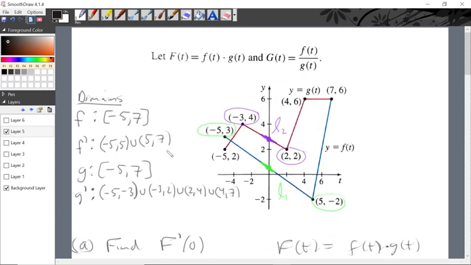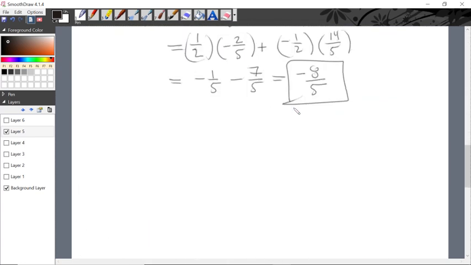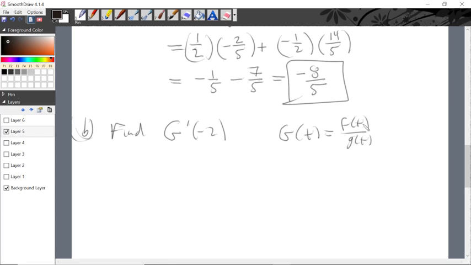Now let's repeat the process by doing one for big G, but let's take a different input value. How about big G prime of -2? Let's find big G prime of -2, where big G of t is the quotient f of t over little g of t. So part B: find big G prime of -2. Big G of t is little f of t over little g of t, so we need the quotient rule. Low d high minus high d low. Don't forget the square below.